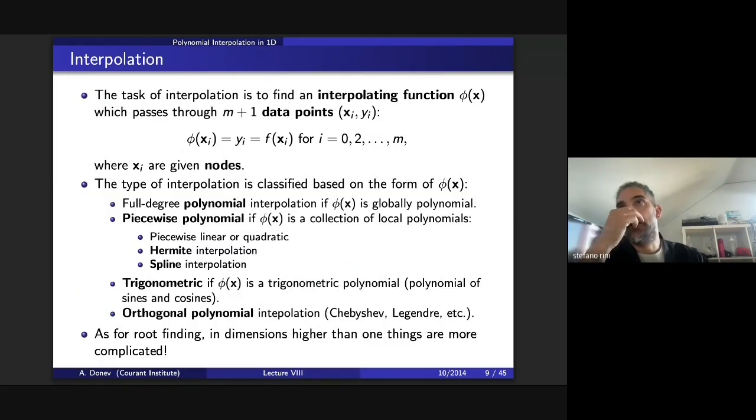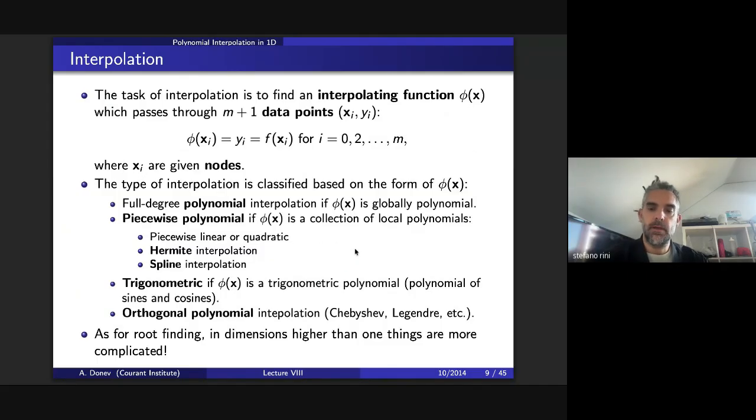So now we have found the problem which we are interested in, which is the interpolation problem. Because we have to define a set of interpolating functions phi of x, which passes through the data points xi, yi. So you have a certain input that need not be a scalar. This could be a vector, but the function evaluates into a scalar. And remember that these xi we call the nodes.